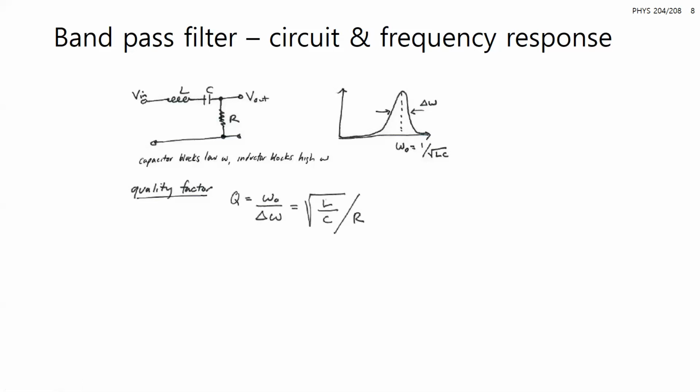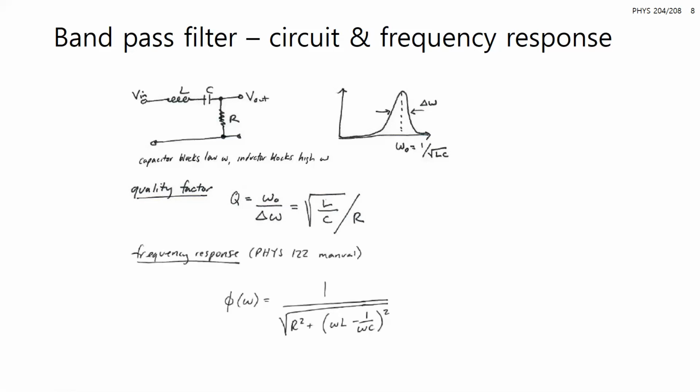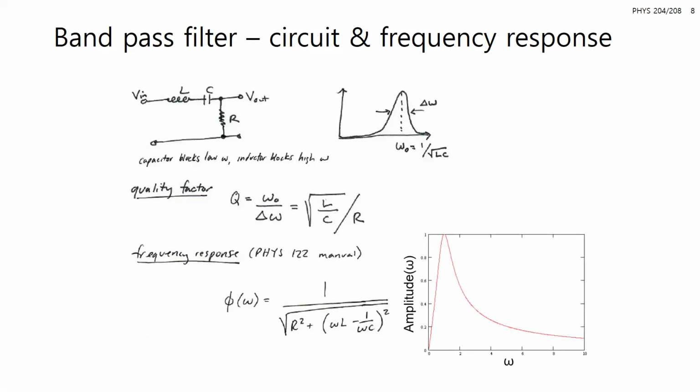And then the width of your band is how you define the quality factor of your bandpass filter, where that's going to be related to the center frequency and the width at the full width half max, and that's going to be the square root of L divided by C, all divided by R here. So those are important ways to quantify your bandpass filter. And you can go in the Phys 122 labs to remind yourself of the frequency response of a bandpass filter.